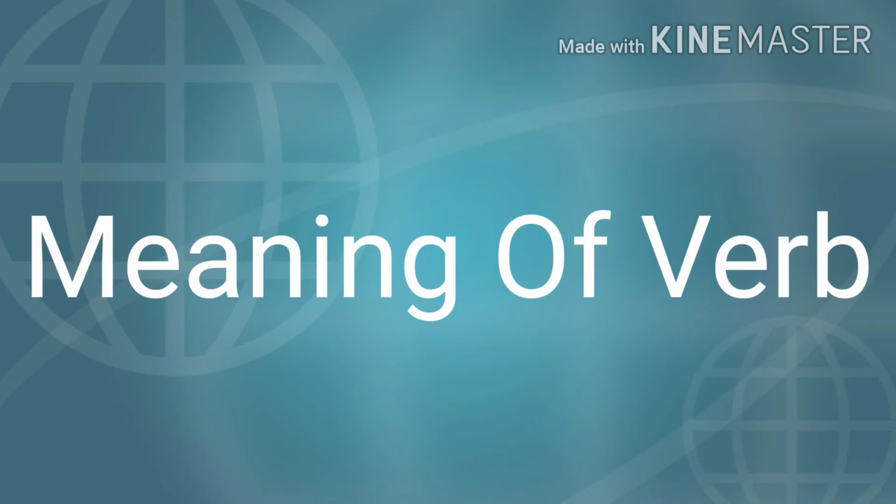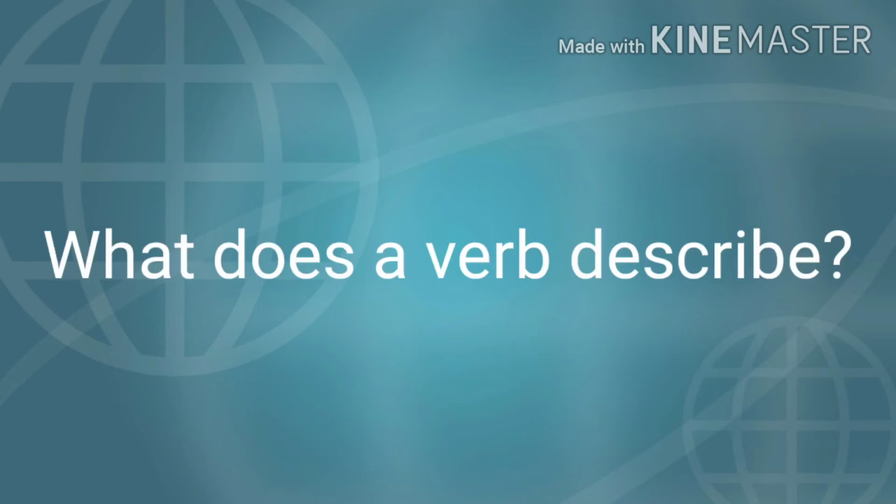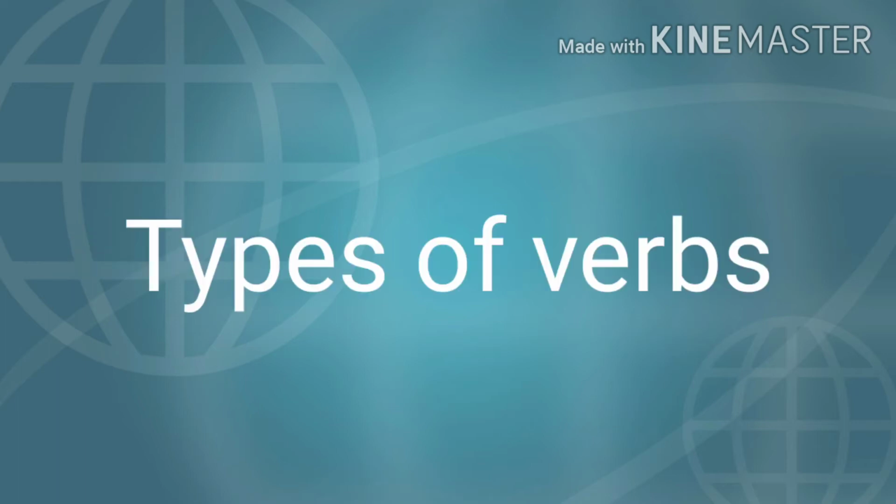Before starting this, we should know what we mean by a verb. Why should we know that meaning? Because if we know the actual meaning of a verb, then it's very helpful to use it in a tense. The next point here: what does a verb describe? And then types of verbs are also important, so we are going to learn the types of verbs. And then the 3 forms of verb.